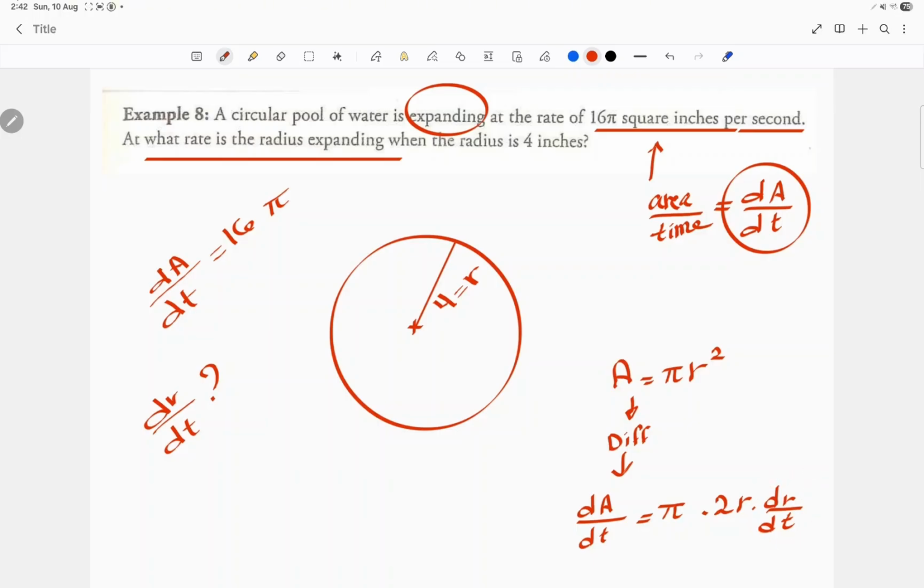Wait, so how do we know that we have to use the circle equation for this? Because this is circular. So why are we differentiating it? Because they said the rate of, and rate is differentiate. What if it's like a cube? We'll deal with it too. We're going to write the equation of a cube and then differentiate it. Yeah.